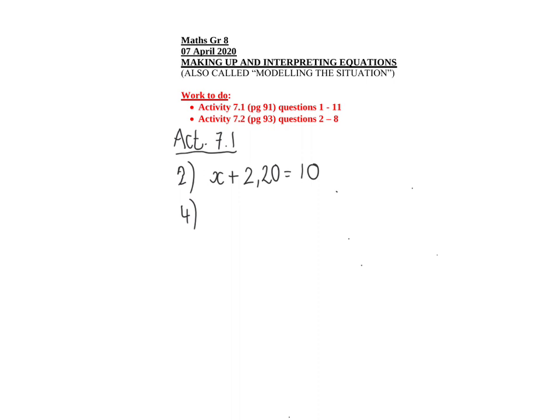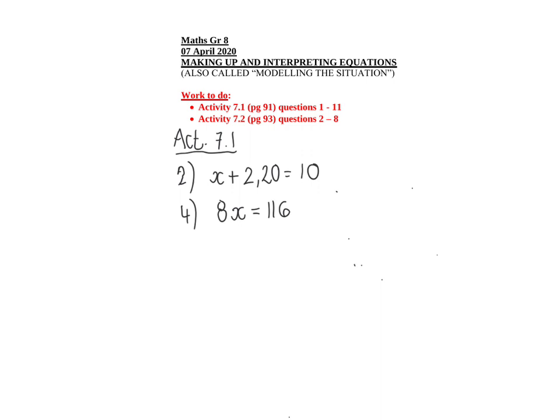So question 4: 1 meter of material costs X rand. Write an equation to show that 8 meters cost 116 rand. So therefore, 1 meter of material is X rand, 8 meters is 116, so it's 8 times the price of 1 meter that would be the 116 rand.